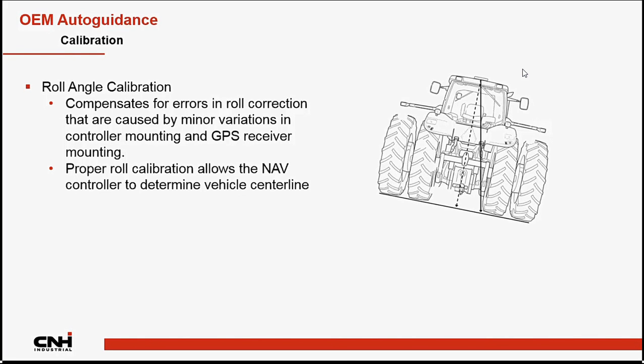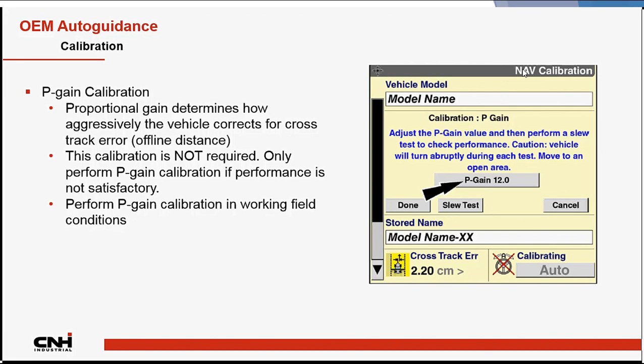Roll angle calibration, it corrects for where the nav's located. Proper roll calibration allows the nav controller to determine vehicle centerline. P gain determines how aggressively the vehicle corrects for cross-track error. Calibration is not required, like we talked about.